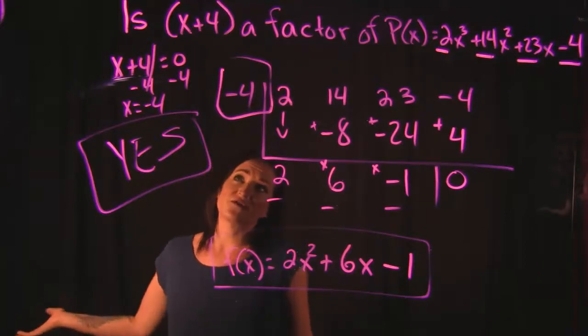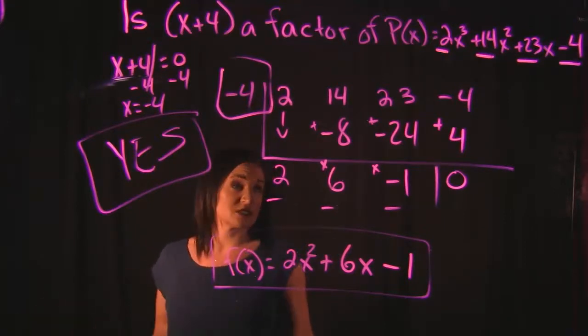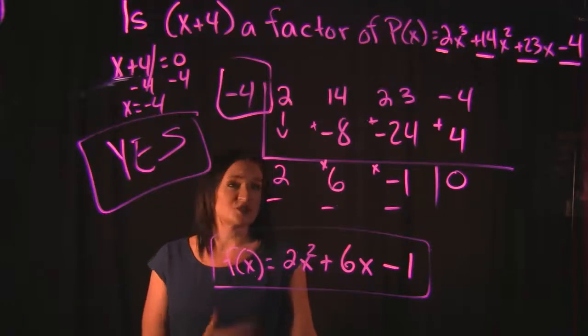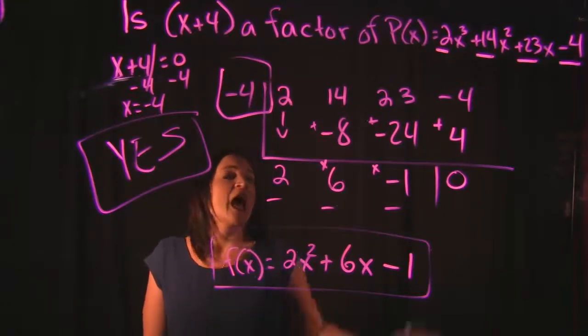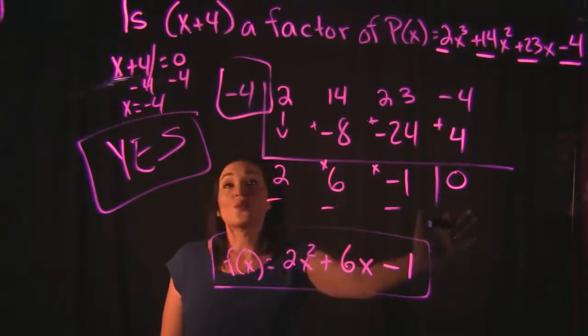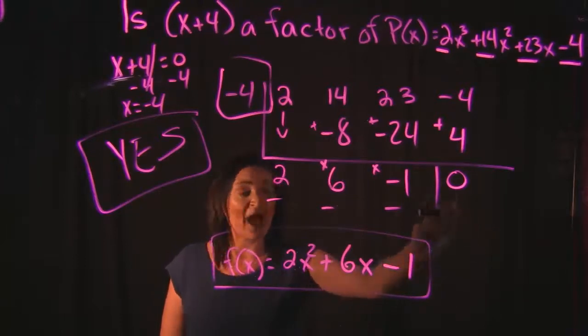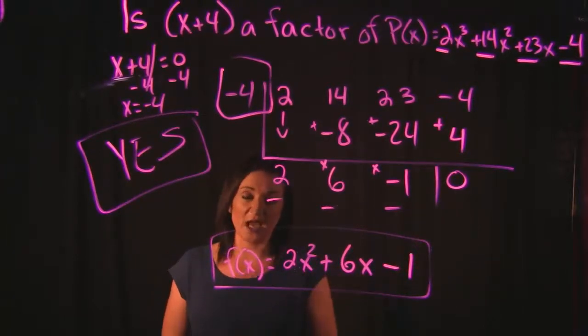Otherwise, that's how you find if there's a particular zero for a polynomial. Just do synthetic division with it and test it. Had we gotten anything other than 0, it would have been a no for negative 4. You have to get 0 in order for it to be a factor. Otherwise, that's it for this video.